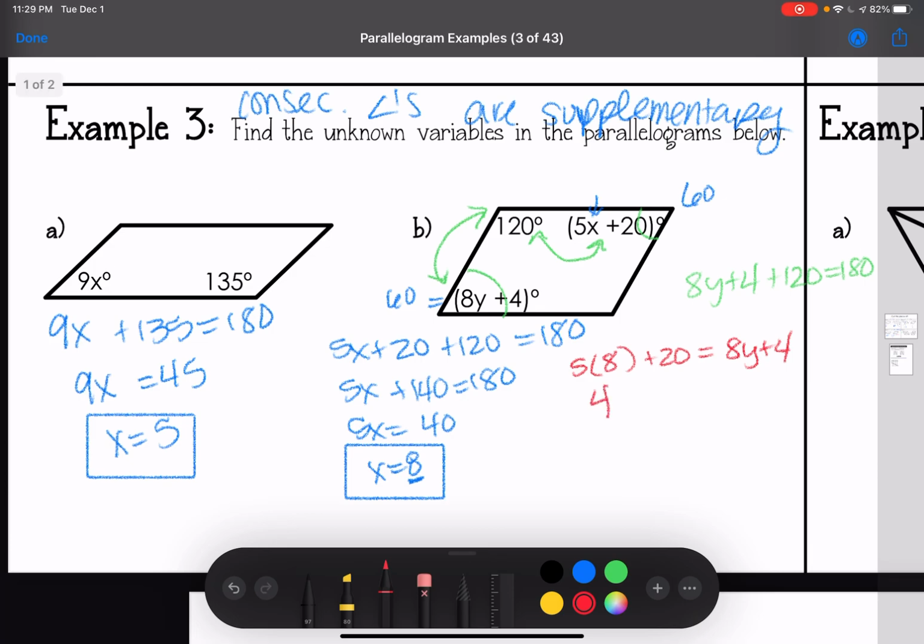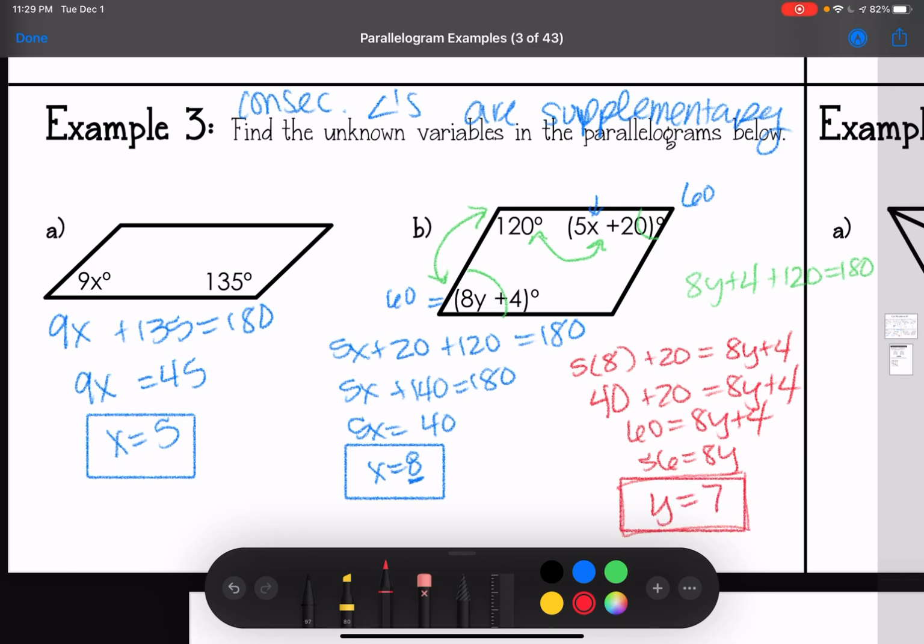So now we've got 40 plus 20 is going to equal 8y plus 4. 60 is equal to 8y plus 4. You get 56 is equal to 8y, which means y is going to equal 7. So even if you've got two variables, you can still figure it out. You just have to decide how you want to move forward.